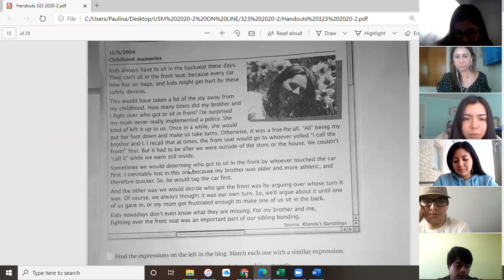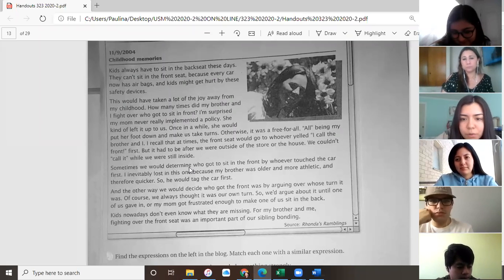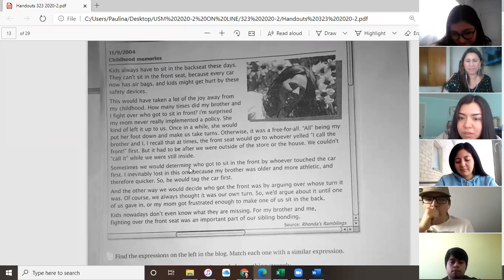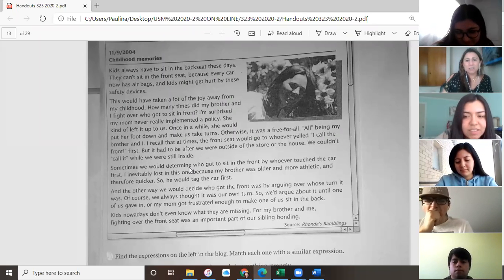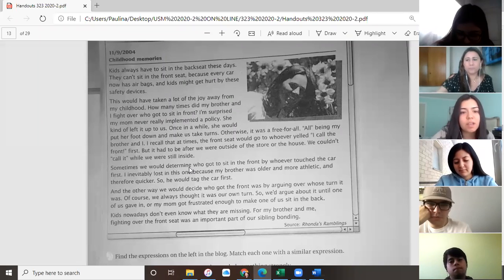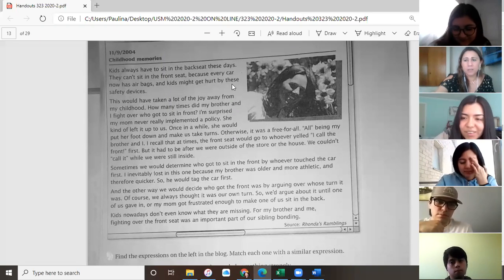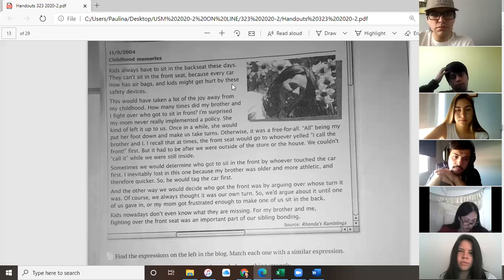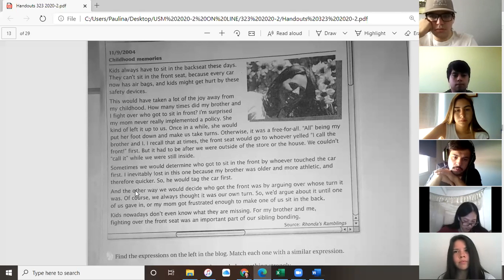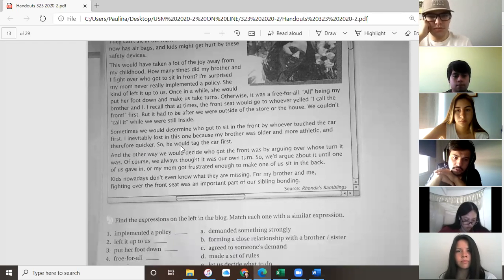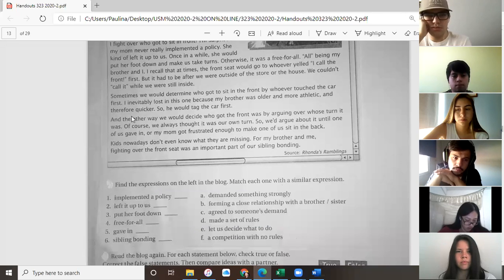And sometimes we would determine who got to sit in the front by whoever touched the car first. Inevitably, I lost this one, because my brother was older and more athletic and therefore quicker. So he would touch the car first.